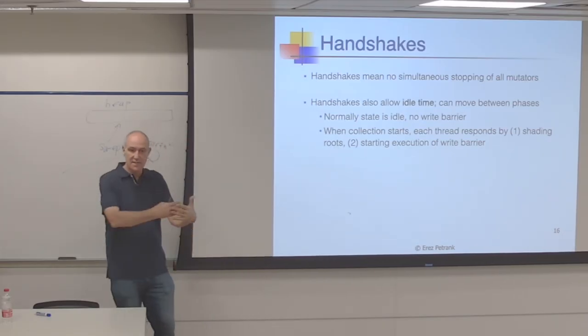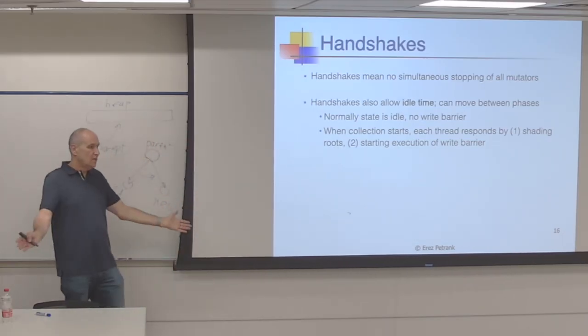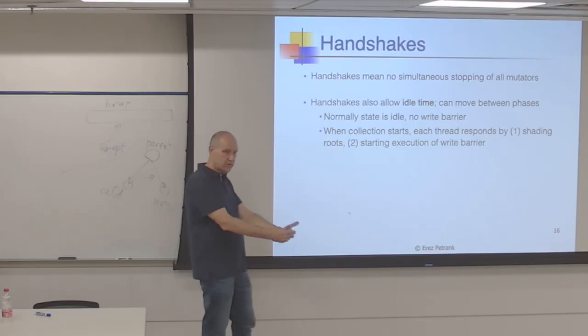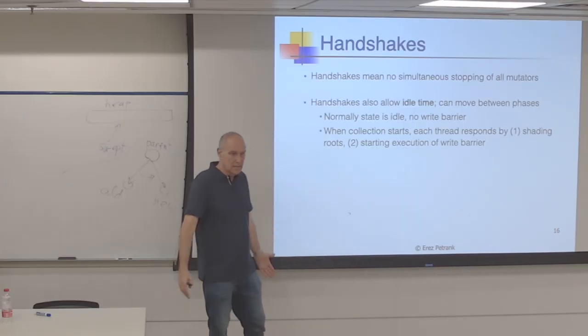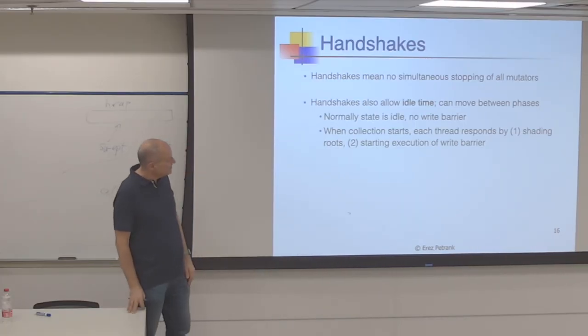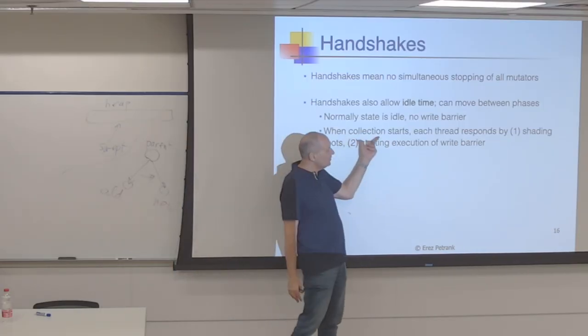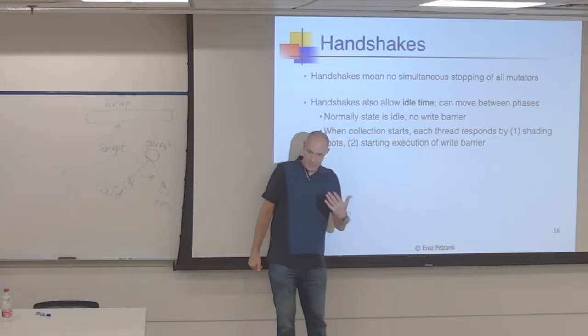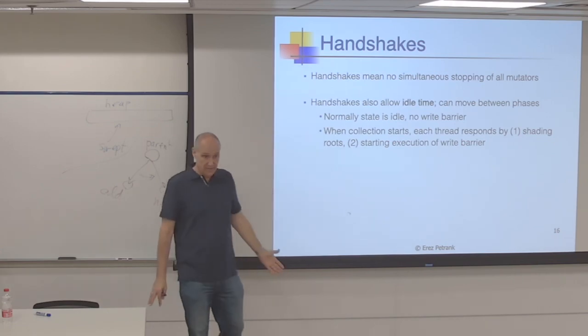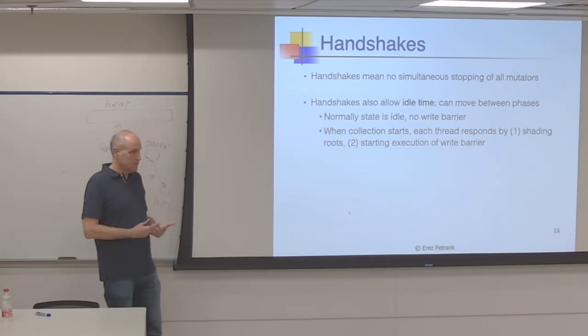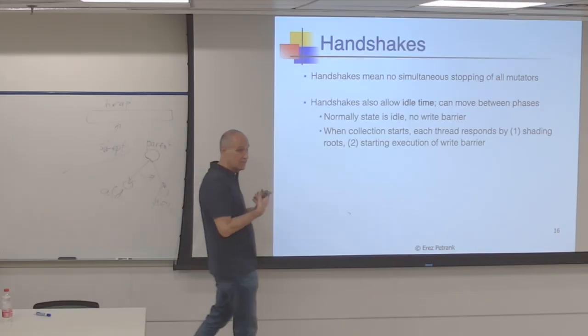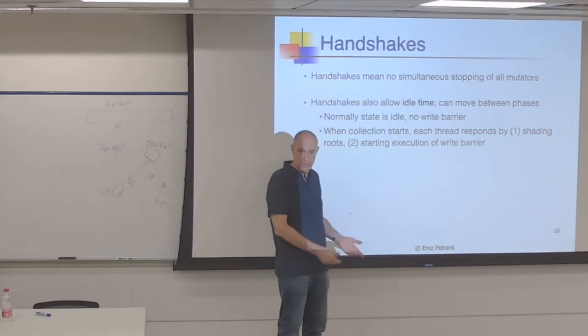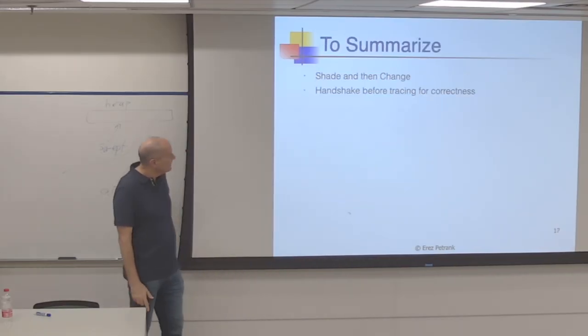It tells the collectors, these are gray objects. These are reachable from the roots, and you have to trace their descendants. So when the collection starts, each thread responds when it's not in the middle of a write. It starts running the write barrier, and it also tells the collector what is directly reachable from the roots. So this is how it happens.